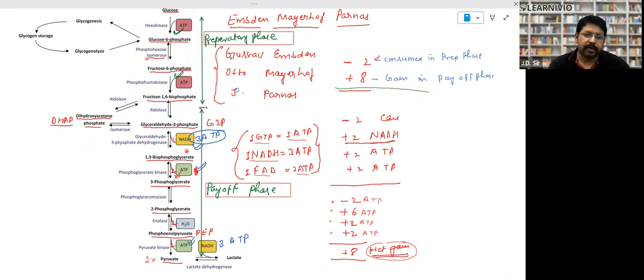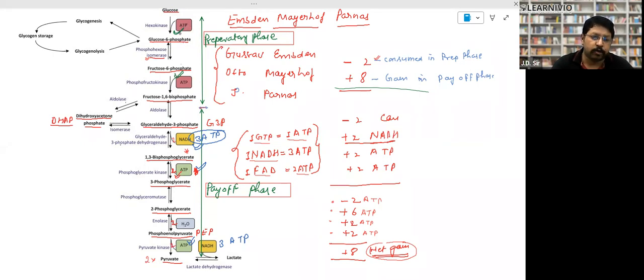And I have written over here the names Embden, Meyerhof, and Parnas. These were Gustav Embden, Otto Meyerhof, and J. Parnas, three scientists who discovered this pathway. Now, in the preparatory phase, first glucose will convert into glucose 6-phosphate, right?